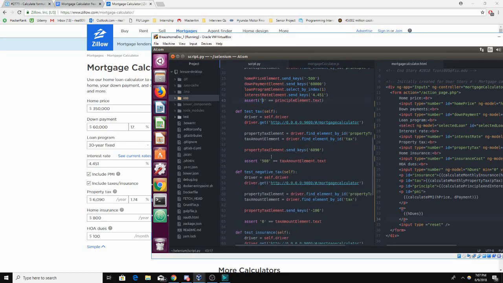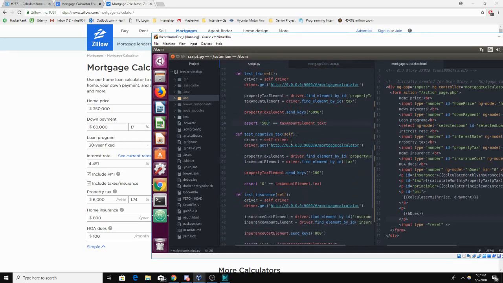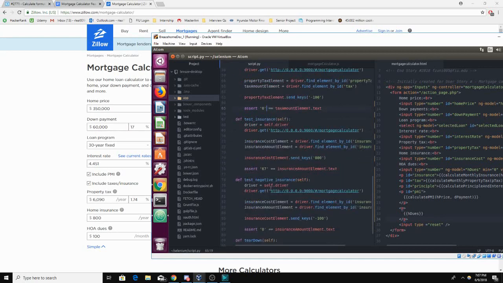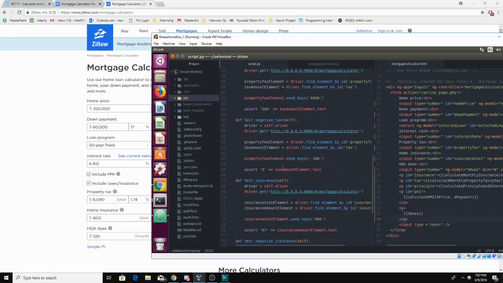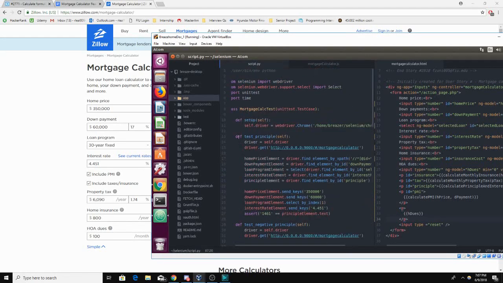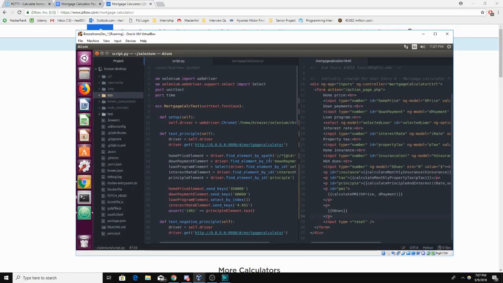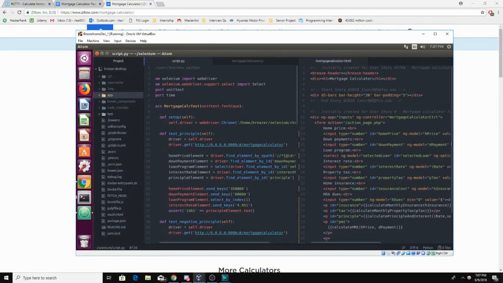So it tests the tax, tells you should get that number, it passed. If you put a negative number, you should get 0, that passed. The insurance, you get 67, that passed. And then with a negative number in insurance, you get 0, and that passed too. And with that, we were able to test if my functions were working correctly, and they are. Thank you.